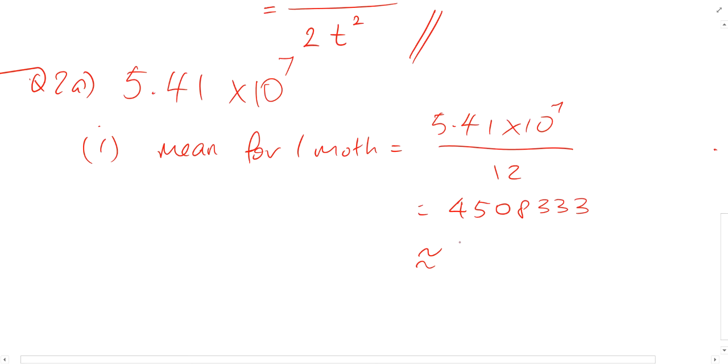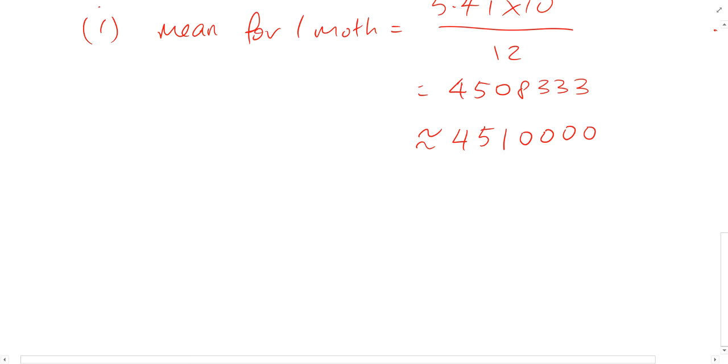Okay, so in 3SF, it gives us 4510000. Correct? Is this in millions? Not yet. If you want to read it, it is 4,510,000. Am I right? So they wanted it in millions. So this is 4.51 million. Yeah, this is the answer. Yeah, average off. I divided by 12 already.